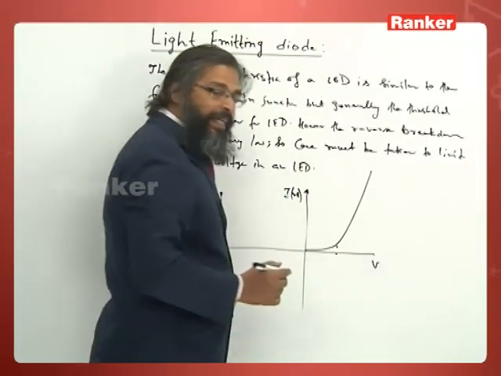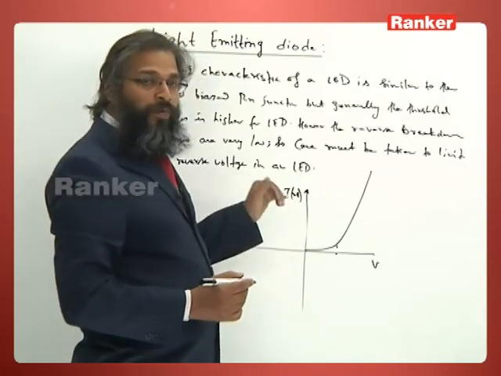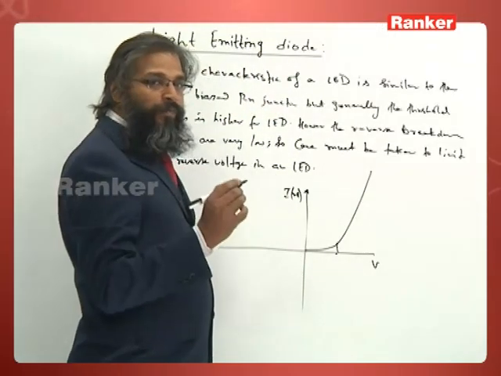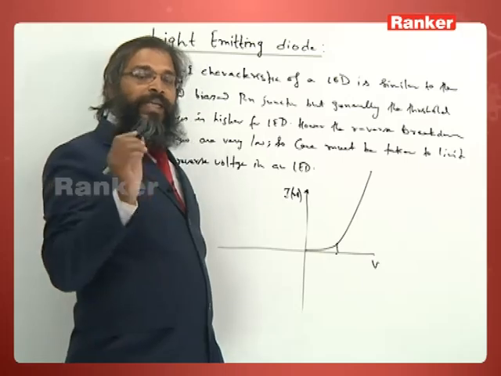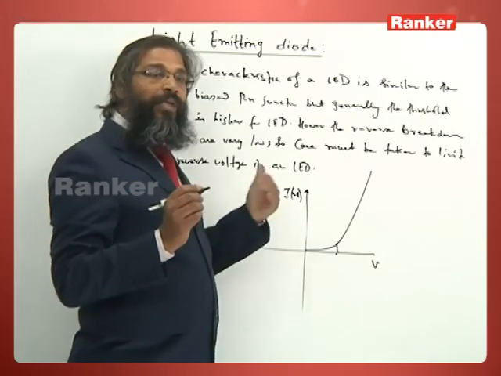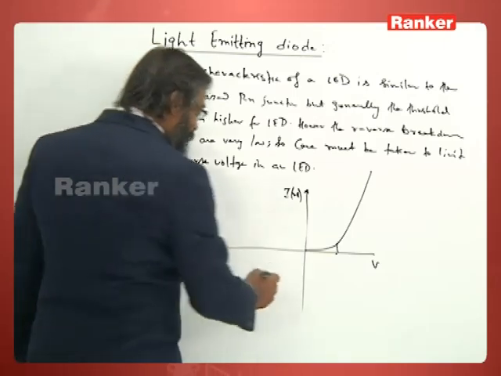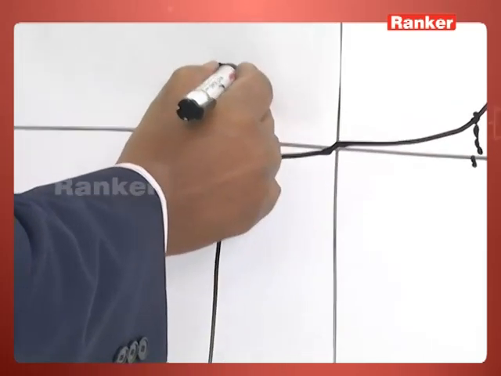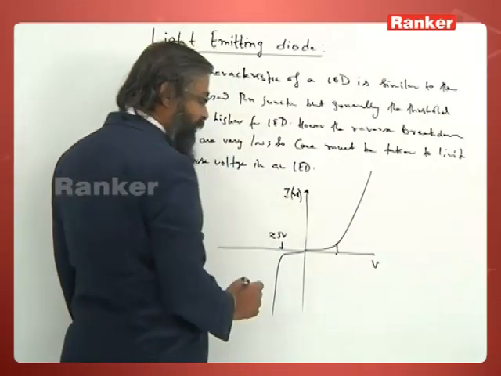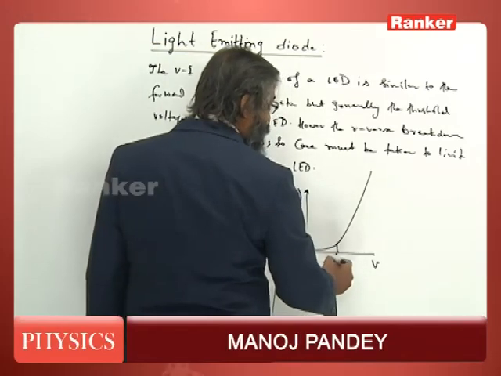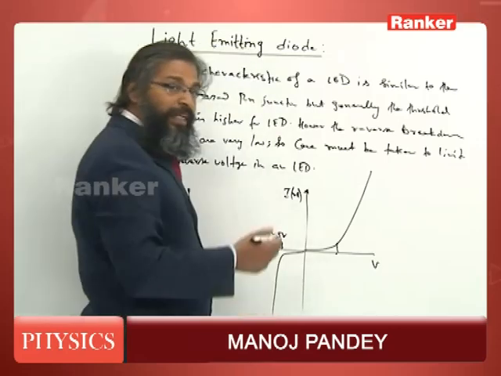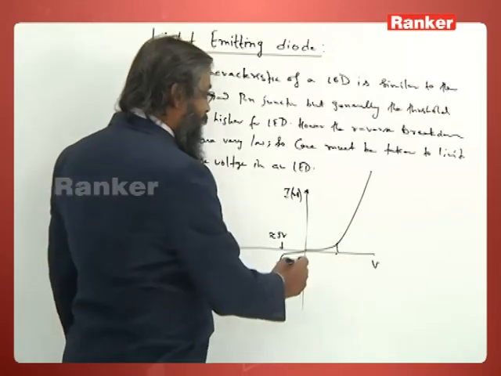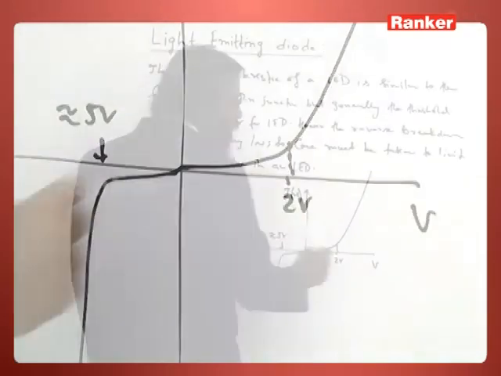Generally for silicon it is 0.7, for germanium 0.3 for a normal PN junction. But here the voltage will be high because a normal PN junction has a forbidden gap of nearly 1.1 electron volt, but here the forbidden gap is nearly 3 times larger. And here you see the reverse voltage is very less. The breakdown region is of the order of 5 volts, maybe 3-4 volts. So generally it is of the order of 2 volts.